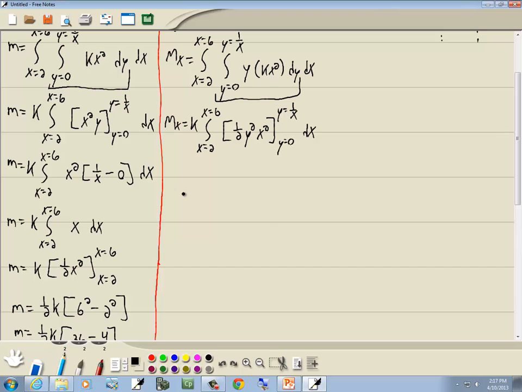1/2 I'll put clear out in front. So I'm going to have 1/2 k, x equals 2 to x equals 6. And I'm left with the y squared, x squared there. But the x squared is a constant when integrating with respect to y, so I'll put it out in front of the bracket. And I'm left with y squared. Now I'll plug 1 over x in for y. So I got 1 over x squared minus, and I'll plug 0 in for y. So I got 0 squared dx.